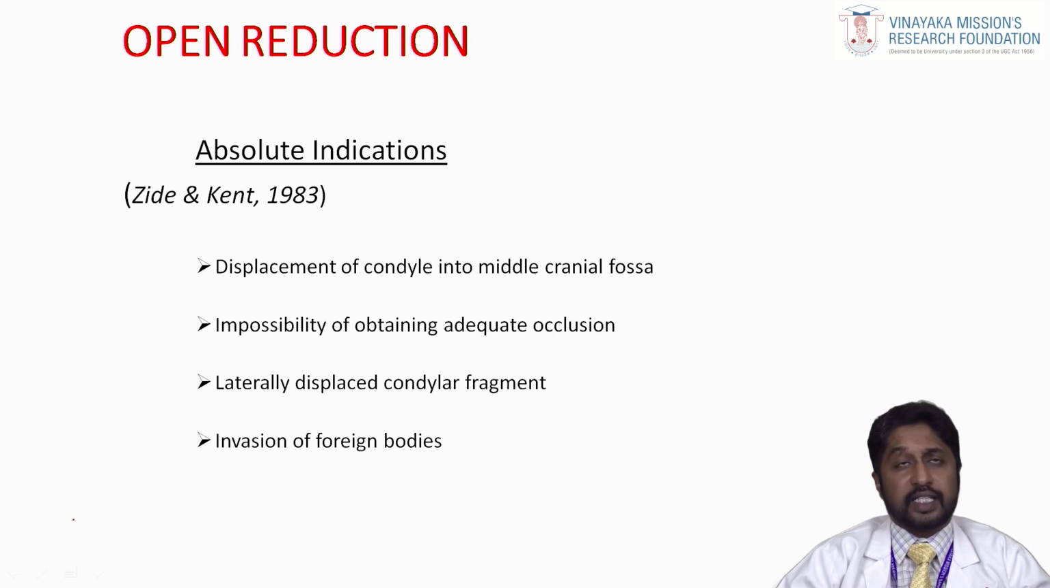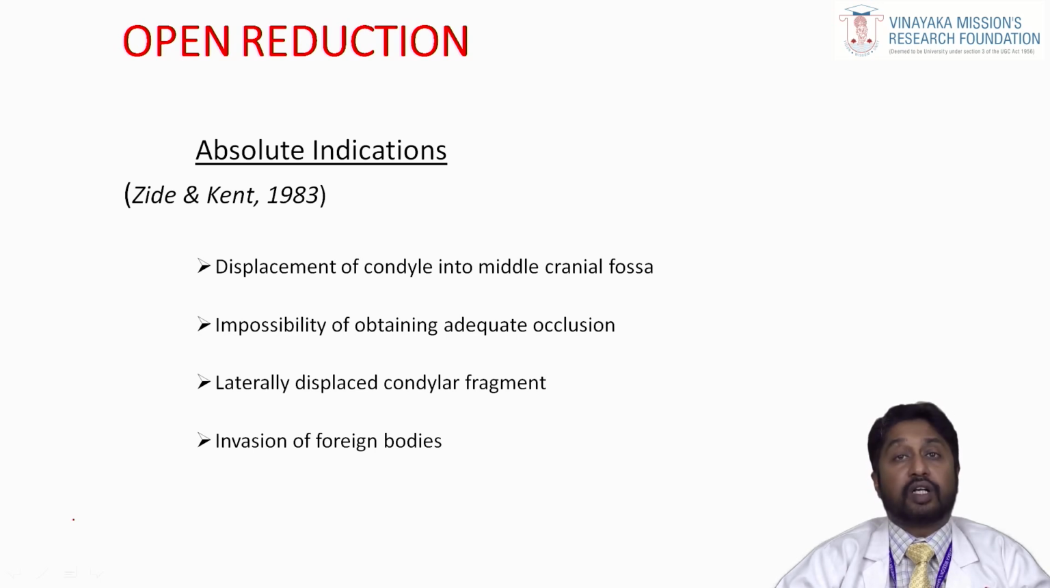So when you go for open reduction, what are the absolute indications for open reduction? In which cases do you need to operate compulsorily, with no way to compromise? Those cases are displacement of the condyle into the middle cranial fossa. When it is disturbing the middle cranial fossa, at that time you need to operate. And the impossibility of obtaining adequate occlusion: when you do an IMF or an arch bar or whatever intermaxillary fixation, if you're not able to get the occlusion, then it is difficult for the patient. The patient may undergo a lot of pain, difficulty, swelling and discomfort. So at that time you need to operate.